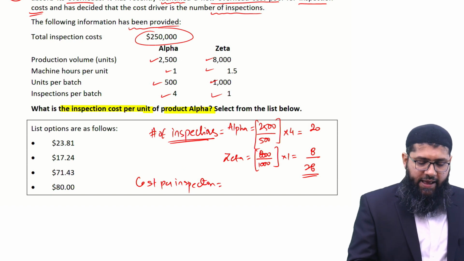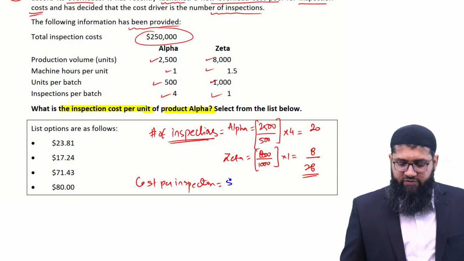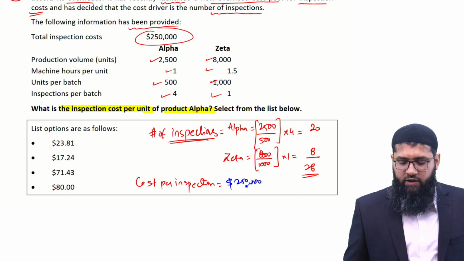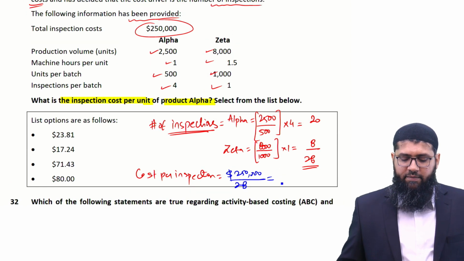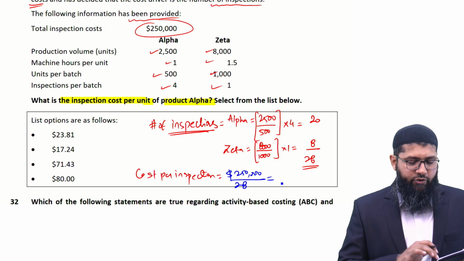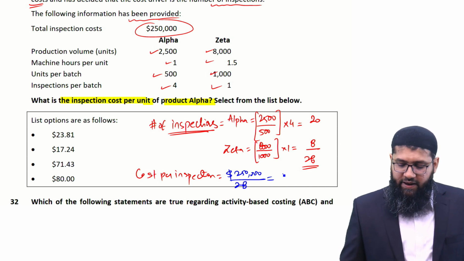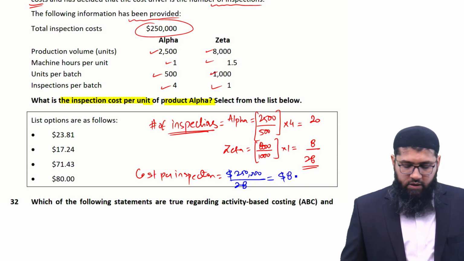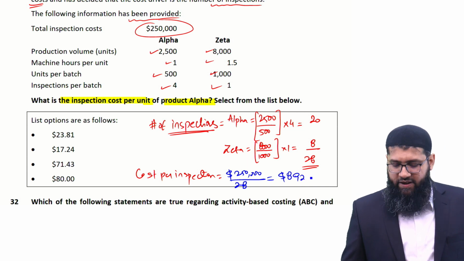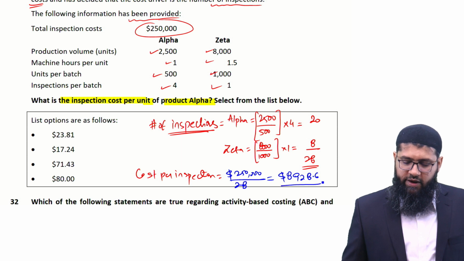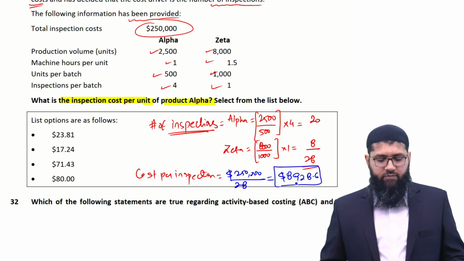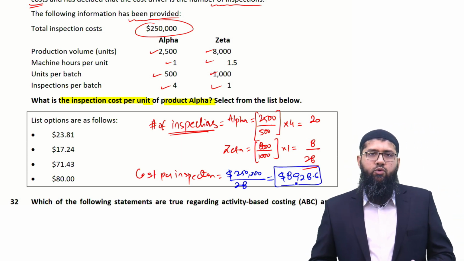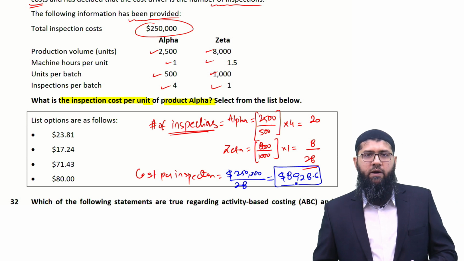So when we are going to calculate the cost per inspection, it's going to be 250,000 divided by 28. What is it going to be? It's going to be 250,000 divided by 28, resultingly 8,928.6 is what the cost per inspection is.